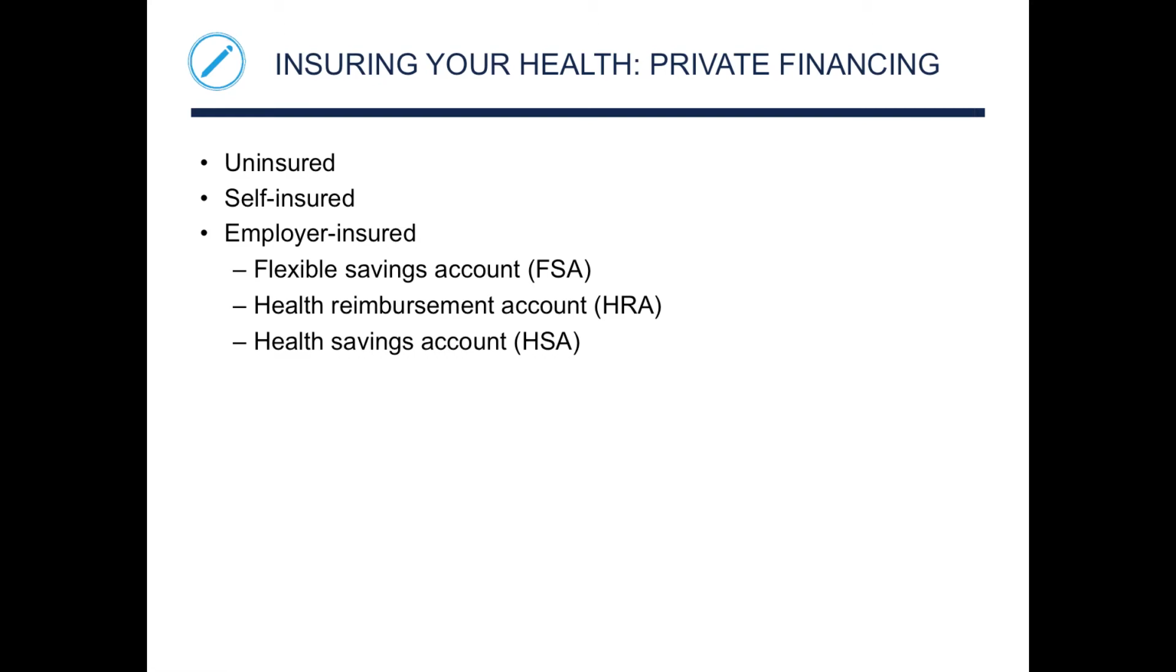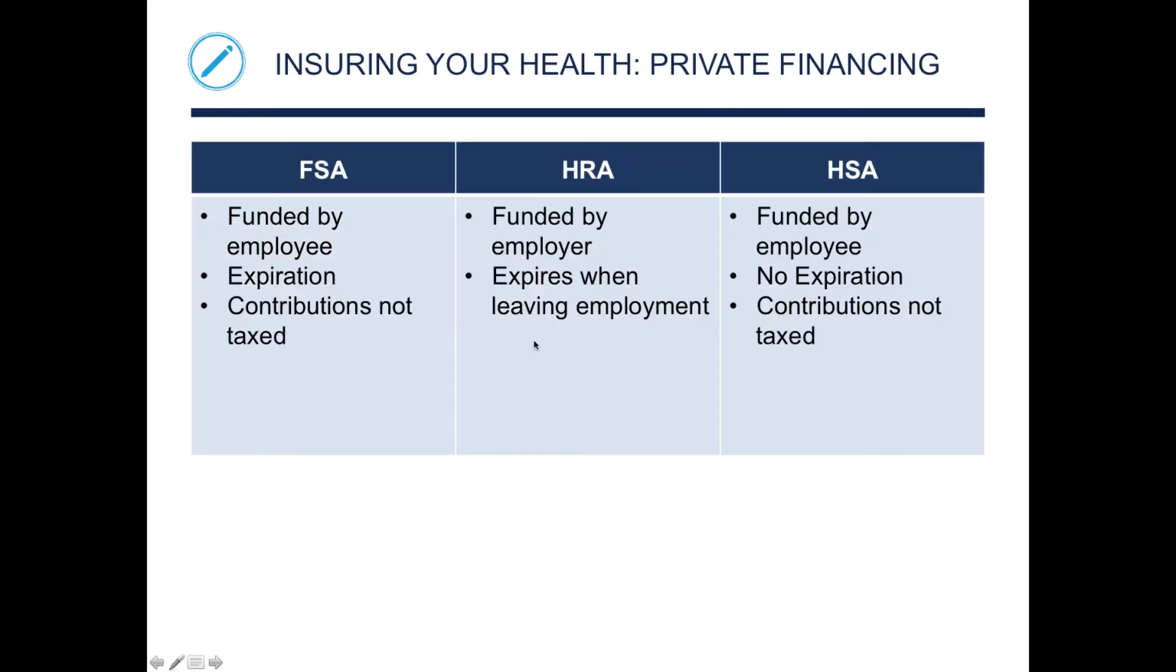Insuring your health: private financing. Uninsured, you have self-insured, and then employer insured. This is where your employer helps split the cost with you. You have a flexible savings account, or FSA. You can use this to buy medical things or some things at Walgreens, like my previous employer had that. Then health reimbursement accounts, HRA, or health savings account, HSA.